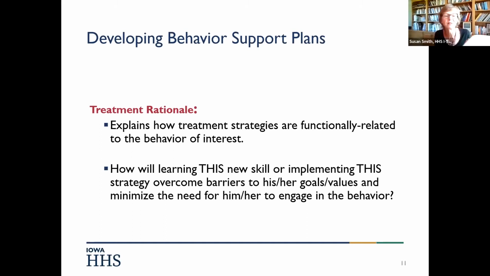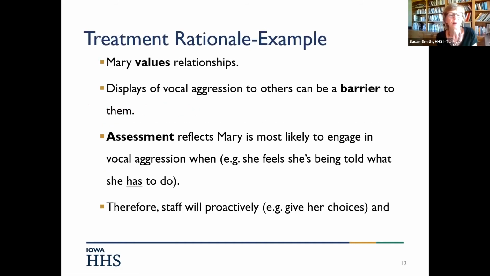Next slide, we have an example of a treatment rationale. That would be Mary values relationships, so I want to keep in mind what's important to her. The second bullet is, but when she engages in vocal aggression to other people, that's a barrier to relationships. So I think that's really important right there. I'm not saying I'm treating vocal aggression because I don't like it or it's something I don't want to see happen. I view it as how that behavior is a barrier to what's important to Mary.